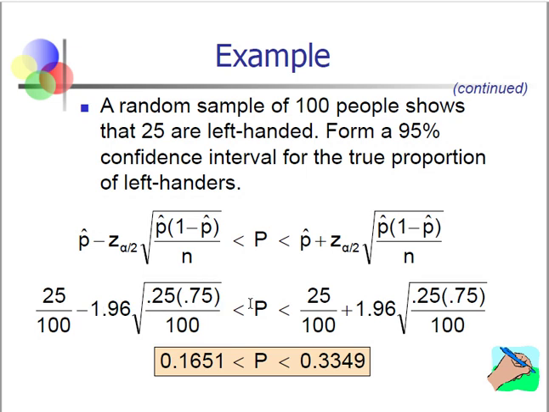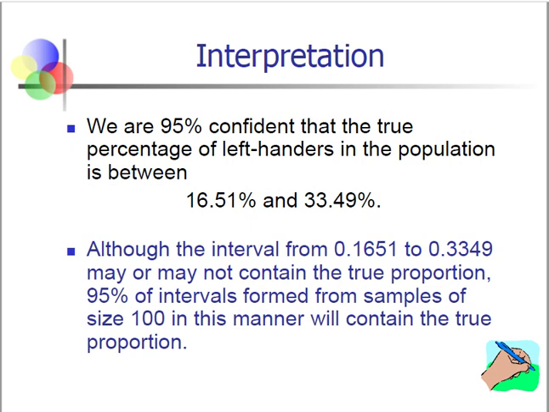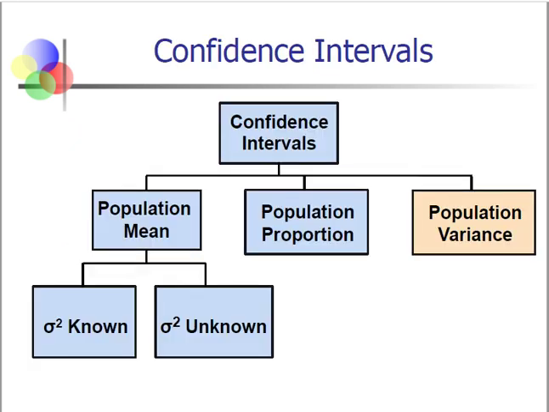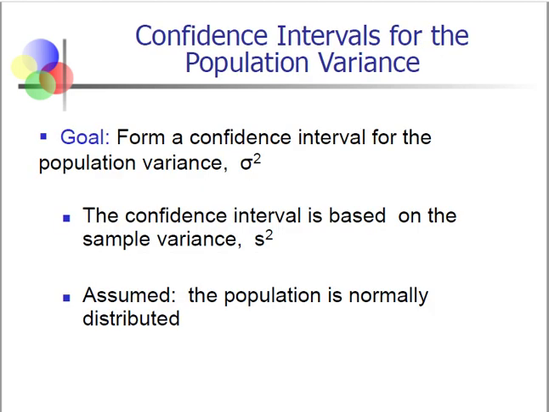After that, we just insert in our formula, and we're going to find that our proportion is between 0.1651 and 0.3349. So that is our confidence interval. And it just means that we are 95% confident that the true percentage of left-handers in the population is between those numbers. Okay, so our final section of this topic is how to construct confidence intervals for population variances.